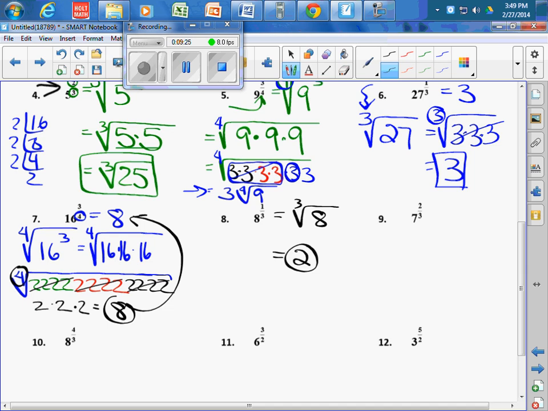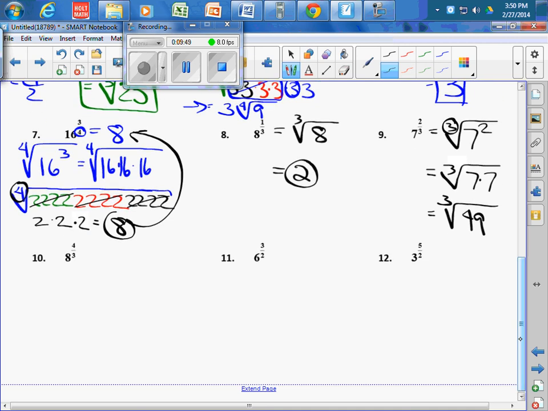What's 7 raised to the 2/3 power? Well, we're looking for the cube root of 7 squared. So now I need 3 factors that are the same underneath the radical to be able to pull one out. I don't have that, do I? No, I only have 7 times 7. So your answer would be the cube root of 49. 8 to the 4/3 power? 16.